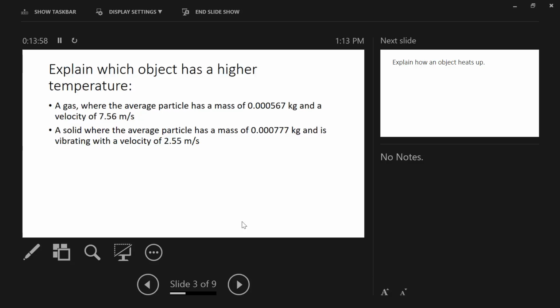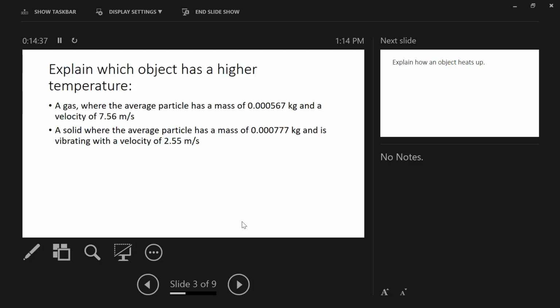Do you agree? Because if temperature is average kinetic energy, and this problem gave it to us with average mass and average velocity, we can use that to figure out the average kinetic energy, and then we can compare them. Whichever one has a higher average kinetic energy, that one has a higher temperature. True or false? Higher average kinetic energy equals higher temperature. That is absolutely true. Temperature is the average kinetic energy relative, and so the higher the kinetic energy, the higher the temperature.